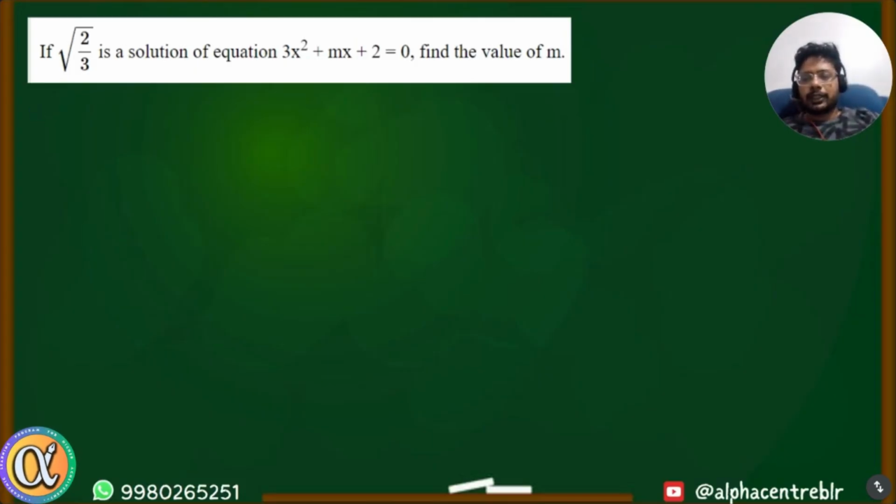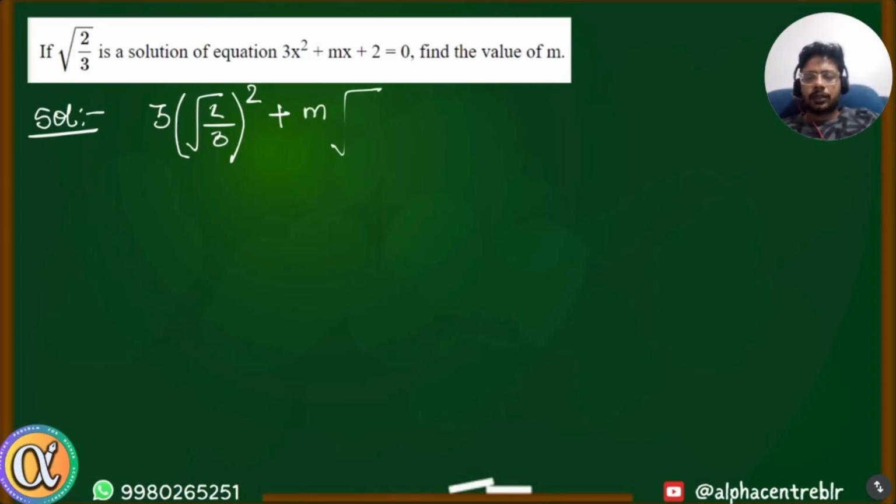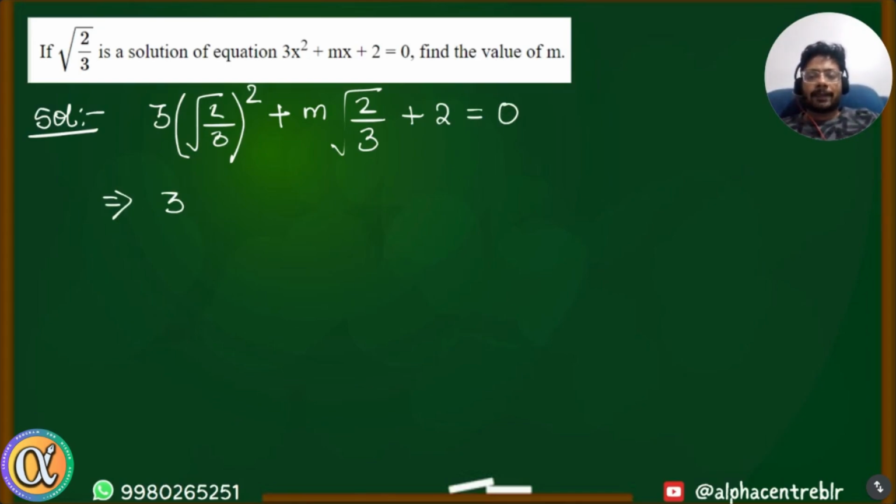So all I'm trying to say is, since this is a solution of that quadratic equation, I can replace x with this value and we'll get that equal to 0. So let's try and do that. In place of x, we can write root 2 divided by 3, whole squared, plus m multiplied with root 2 by 3, plus the 2 is equal to 0. What is the square of root 2 by root 3? The root and the square get cancelled. So this is 2 divided by 3 plus m root 2 by 3, plus the 2 is equal to 0.